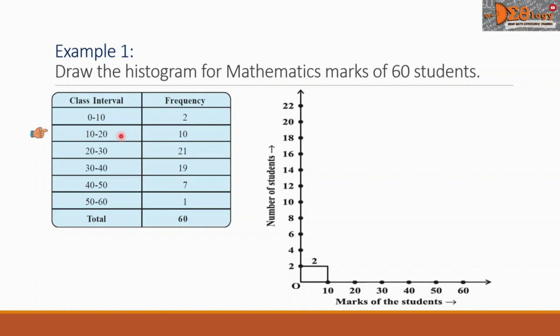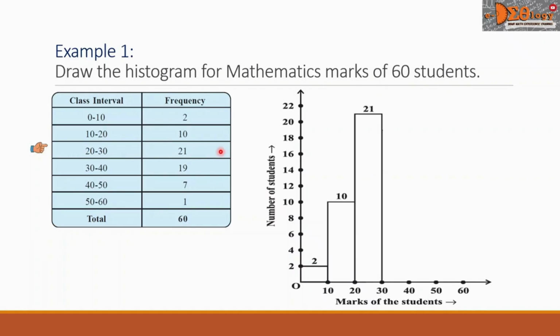Second class interval. From 10 to 20, the frequency is 10. This is our box. Third class, from 20 to 30, the frequency is 21. Here it is. Next class, from 30 to 40, frequency is 19. Here we go. Next class, from 40 to 50, frequency is 7. This is our box. Last class, from 50 to 60, 1 frequency. This is our corresponding box. Now, our histogram is complete.